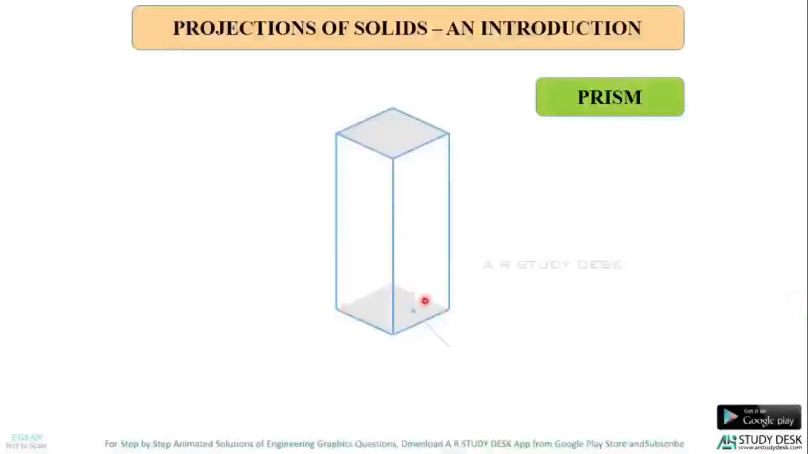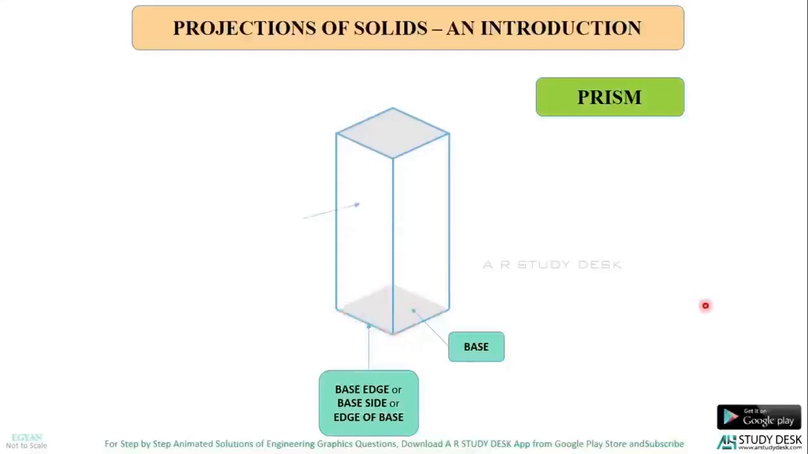This part of the prism is called base. Now this part of the prism, which is again a part of this base, is called base edge, base side, or edge of base. So this is called the base and this part is called the base edge, that is edge of this base.